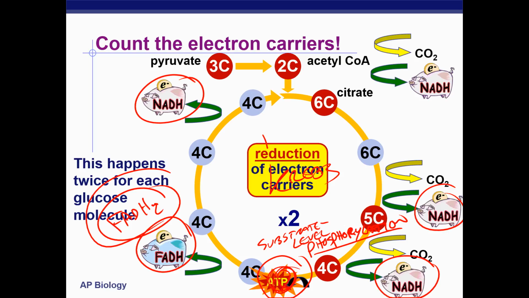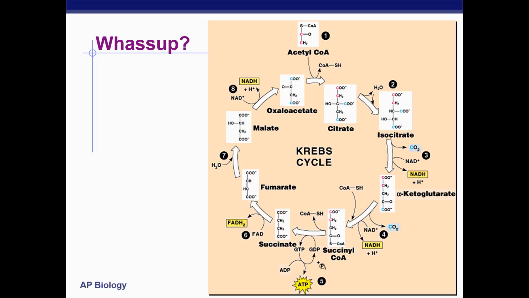Over some more details here. Okay, so this is what is going to show up on your test, and you might look at it and go, come on, seriously? But it's all about pattern recognition. That's what this is all about. So reduction of electron carriers, how many get made, and what enzymes do it.